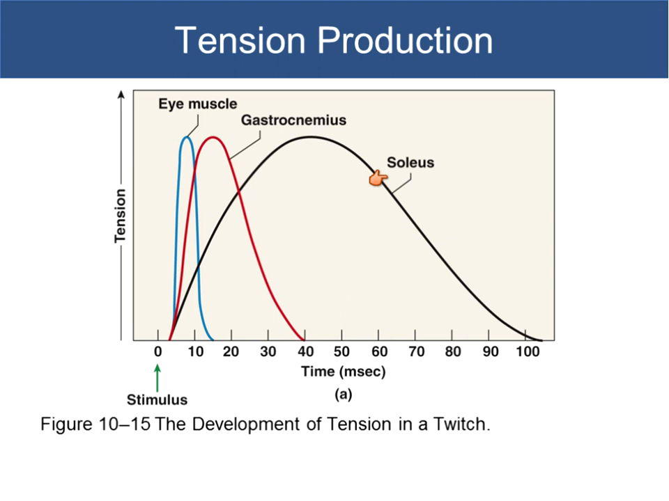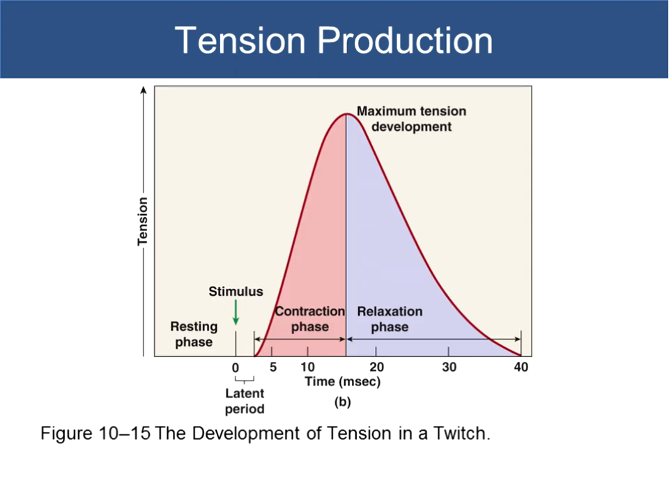The soleus muscle, that deep calf muscle, very broad, very big, has a very long twitch. Gastrocnemius has a much shorter twitch than the soleus muscle, and the eye muscles have an even shorter twitch than that. But all 3 of these different types of muscles are going to have those 3 phases of latent, contraction, and then relaxation.